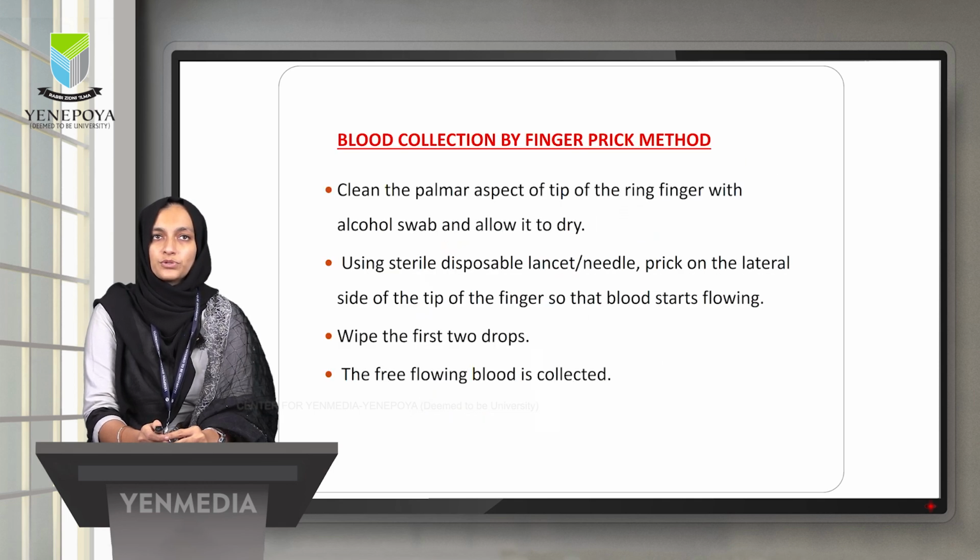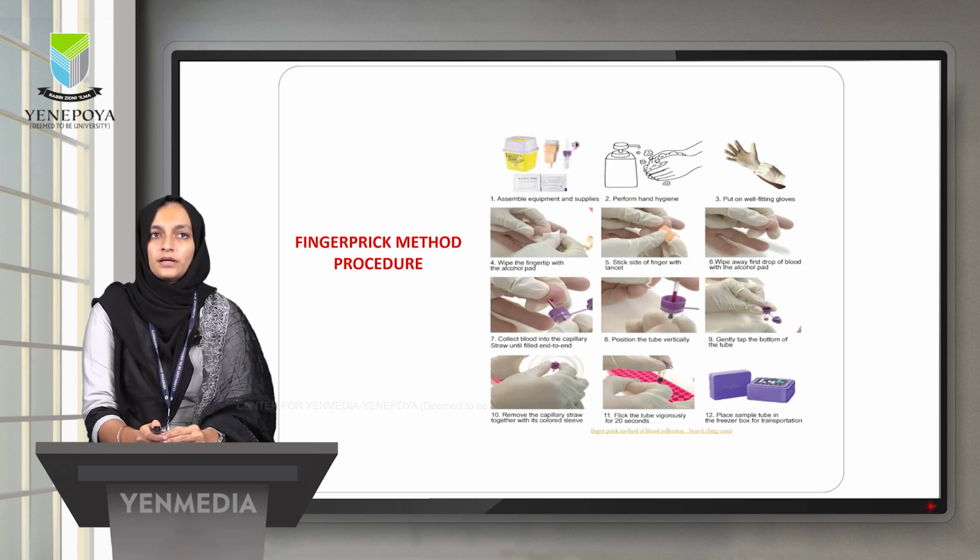First we will move to blood collection by the finger prick method. First we have to clean the palm side of the tip of the ring finger with an alcohol swab and allow it to dry. We have to use a sterile disposable lancet or needle. Then we prick on the lateral side of the tip of the finger so that blood starts flowing. We have to wipe the first 2 drops, then free flowing blood is collected. This is the finger prick method procedure.